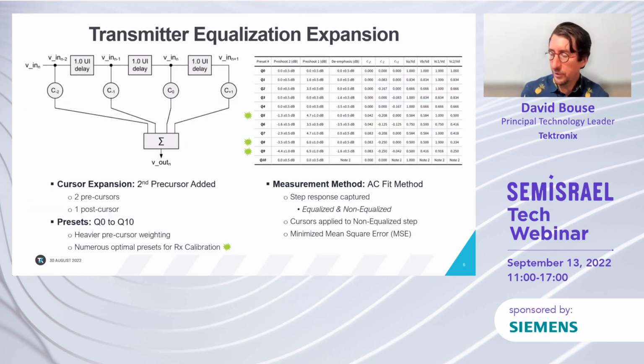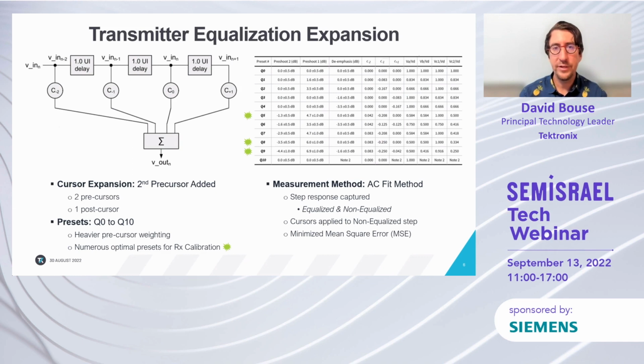Now let's start with transmit and talk a little bit more about what's new for Gen 6. We've introduced a second precursor on the transmitter for Gen 6. So we now have two precursors and one postcursor. We also call that de-emphasis for PCI Express.